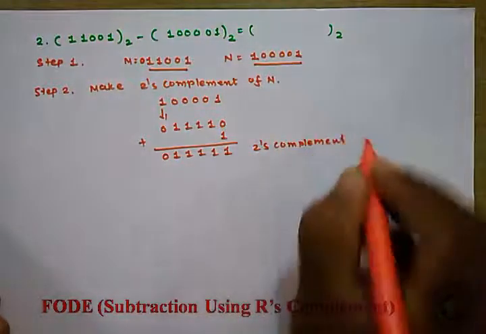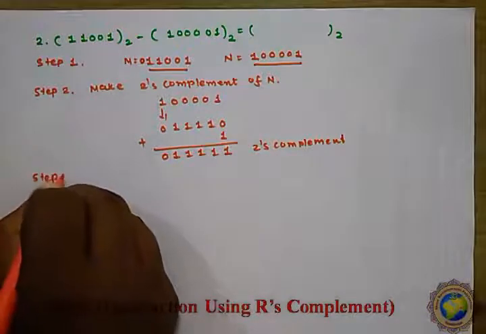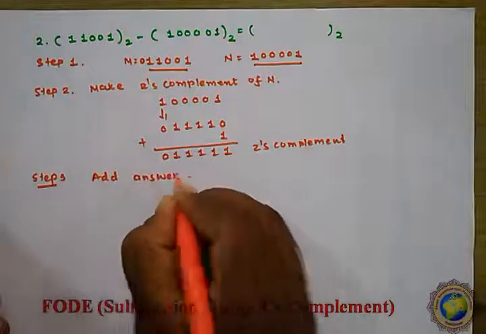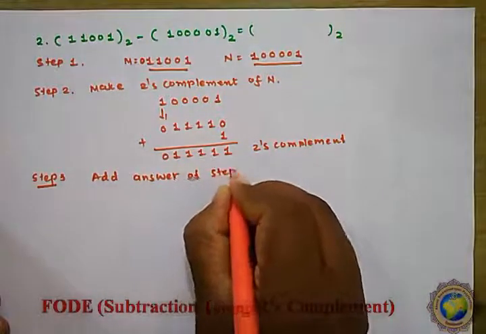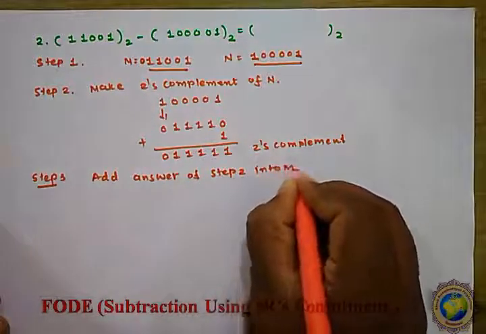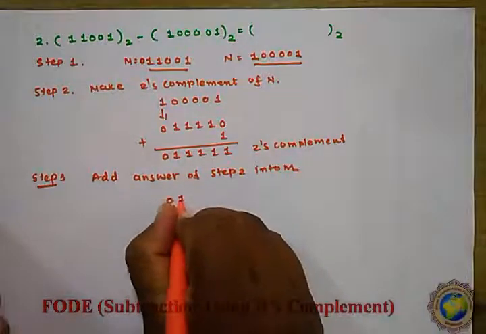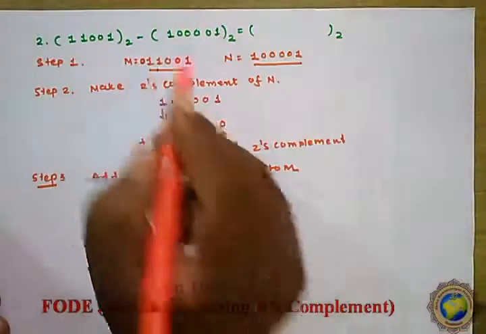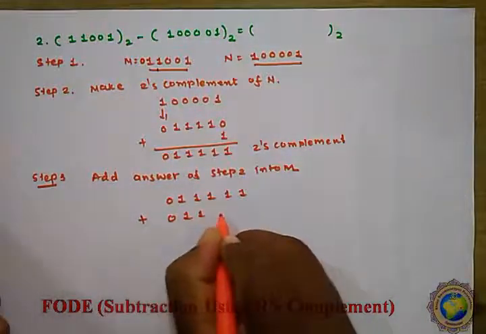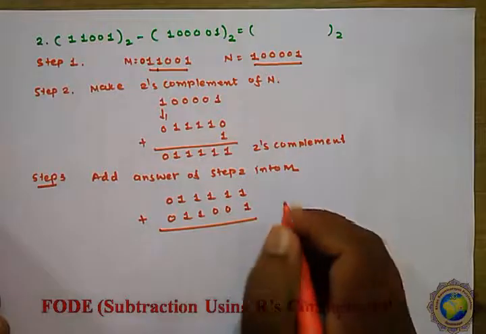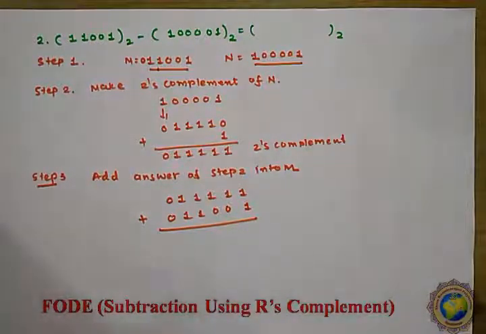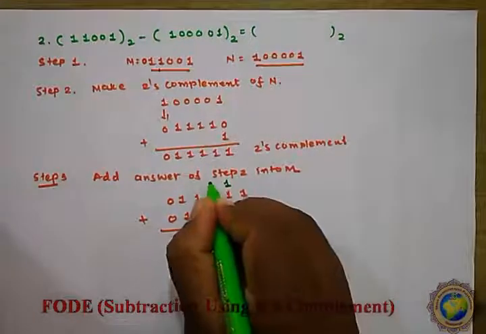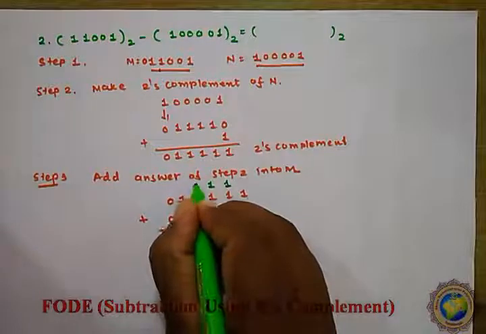Now perform step number 3: add the answer of step 2 to m. So that is 0, 1, 1, 1, 1, 1, plus this is our m, which is to be added: 1, 1, 0, 0, 1. Now add this. What is 1 plus 1? 0 and carry 1. What is 1 plus 1? 0 and carry 1. What is 1 plus 1? 0 and carry 1.